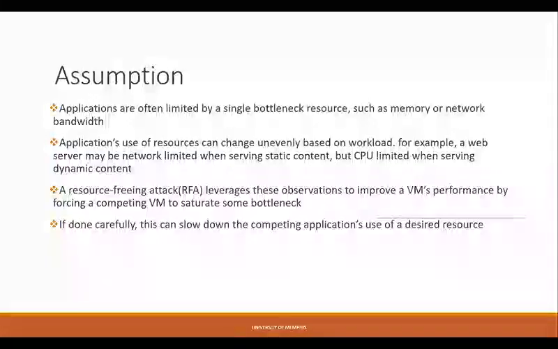So these two facts are important in our attack today, because RFA leverages these observations to improve the VM performance by forcing a competing VM. We say that the resources will be competed by different VMs. You can improve the VM performance by forcing a competing VM to saturate some of the victim's bottlenecks, as we will see later.